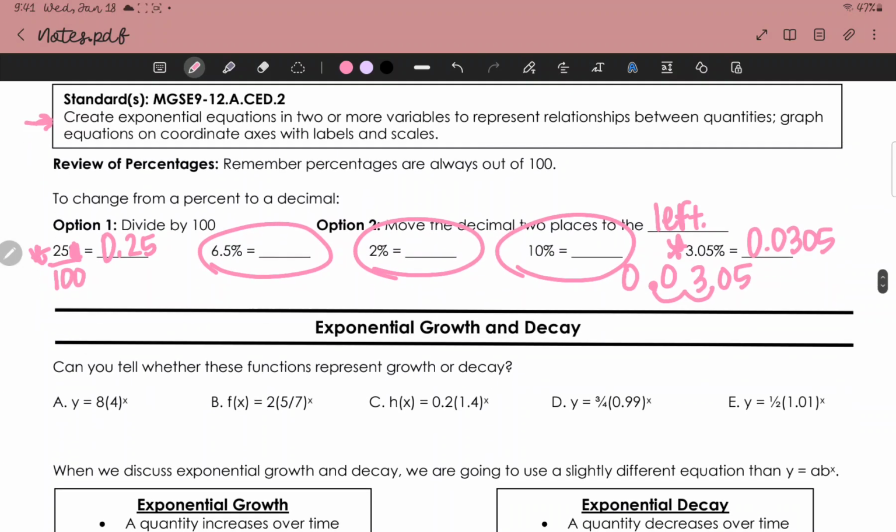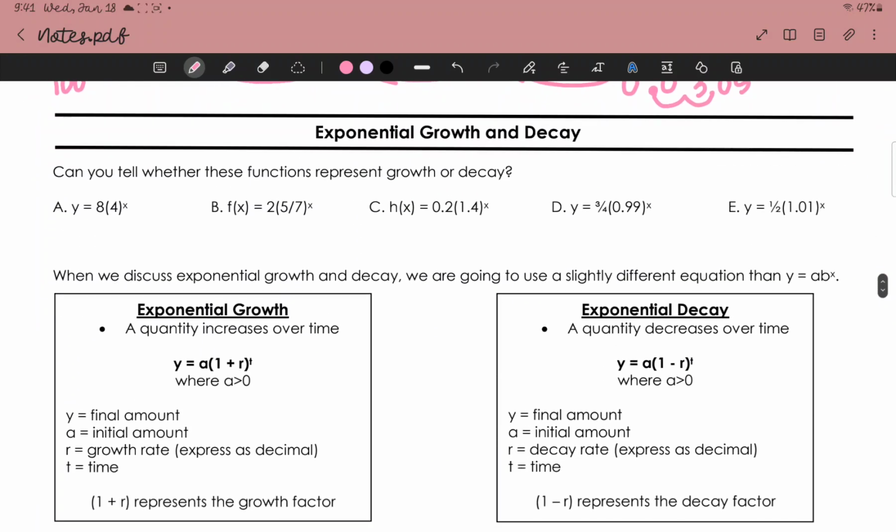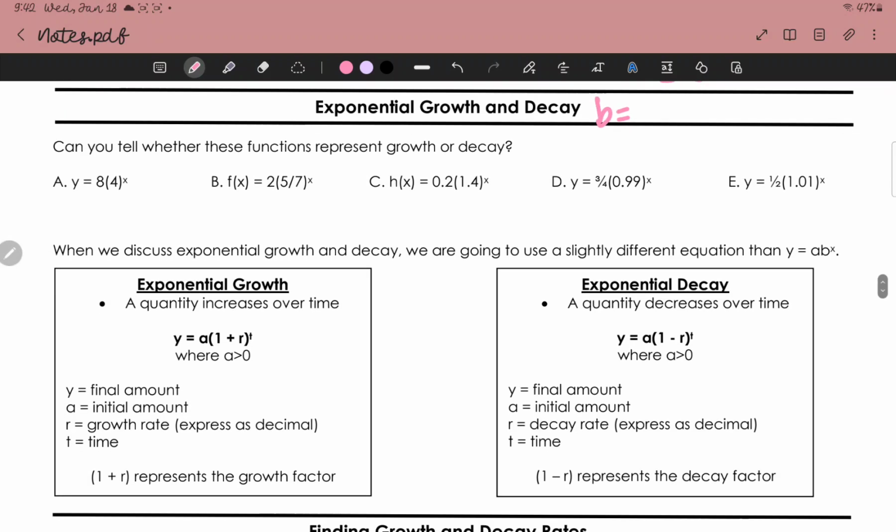All right, so let's move on to actual exponential growth and decay. So you will easily be able to tell, at the end of this video, whether these functions represent growth or decay. It's always going to be based on the factor. Our factor is going to be our change, how we get from one number to the next, how we get from one y value to the next. That's our ratio, so our b value is what we need.